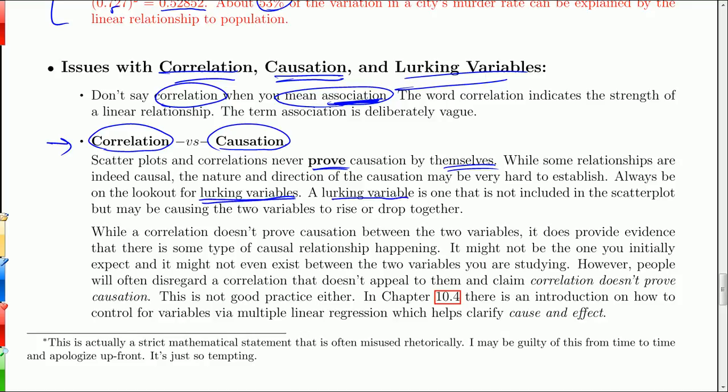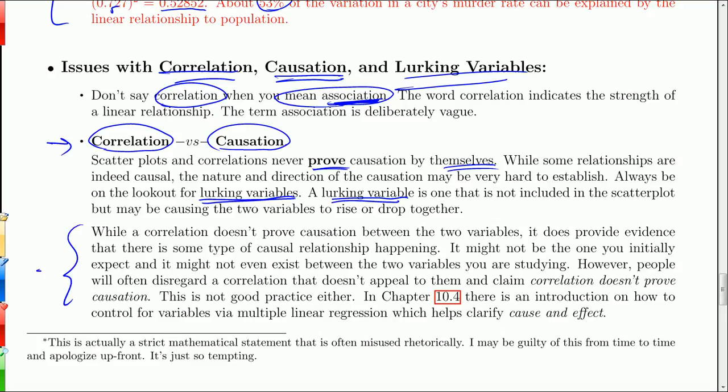A lurking variable is one that is not in the scatter plot. So you have a scatter plot, one variable here, one variable here. There could be some third variable, z, that is causing the two to go in tandem, right? So it might not be that x is causing y to change or y is causing x to change. There could be some other variable, a lurking variable, causing them both to change together.